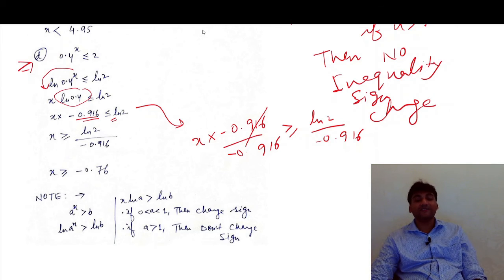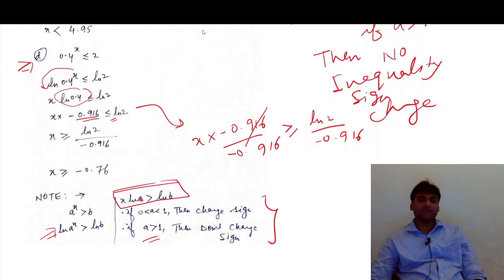So overall, what did we understand from these examples? These points: a to the power x greater than b. Step number 1: first we will apply ln to both sides, then we will have x times ln a greater than ln b, and after that you have to be very careful. One method you can apply is to find the value and then think about it. Otherwise, if the value of a lies between 0 and 1, then you have to change the sign of the inequality. And if a is greater than 1, then don't change the sign. So these two lines are supported by those examples. I believe you understood this.